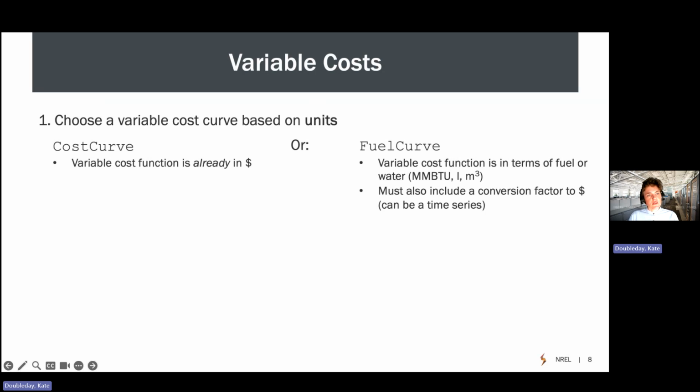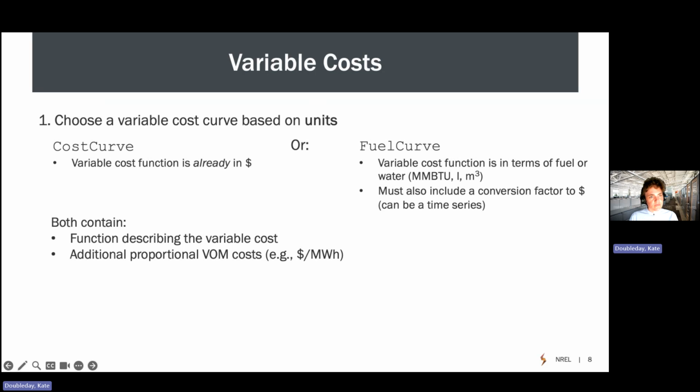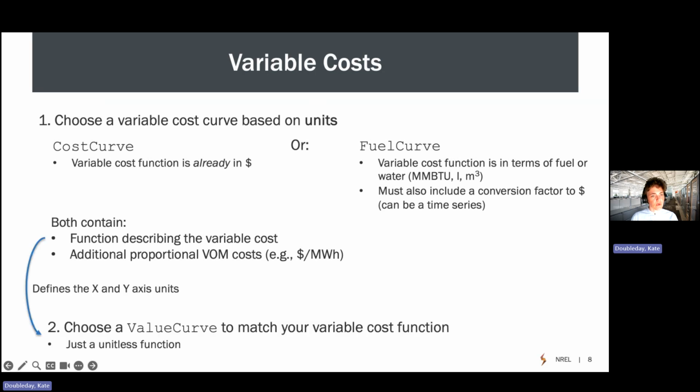Both of these two options have two data fields: a function describing the variable cost data, and additional proportional variable operations and maintenance costs, which is typically in units of dollars per megawatt hour. So this first part contains a function that is just a unitless function describing that variable cost data. So each of these two structures, cost curve and fuel curve, are wrappers around what we call a value curve.